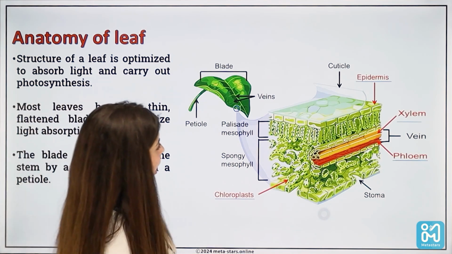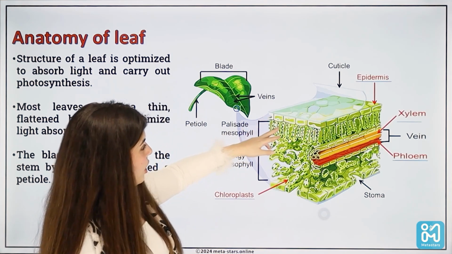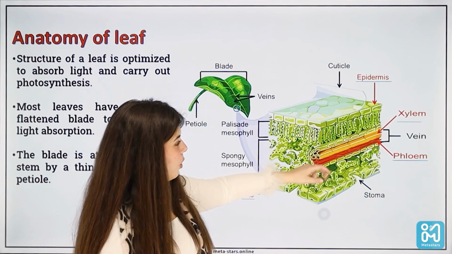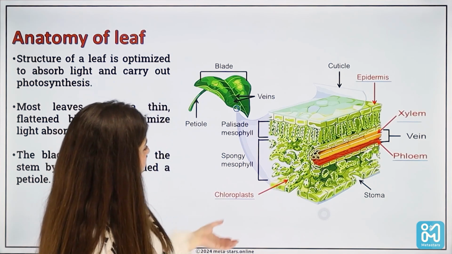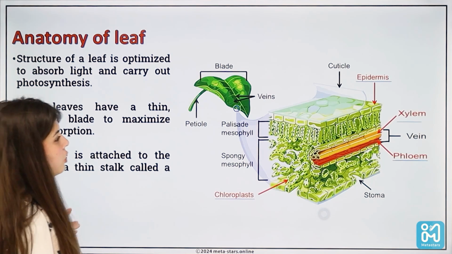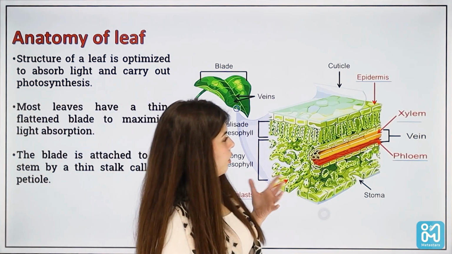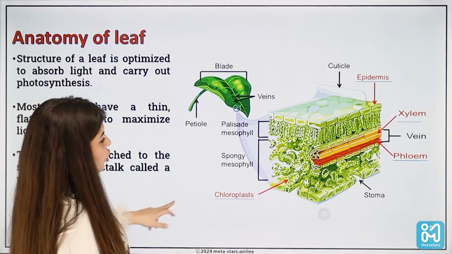looks like. We have a cuticle, which is the thin waxy layer, then the epidermis, xylem, phloem. We have vein, we have stoma. These are the parts of leaves of the plants. Just focus on the vein, the xylem, the phloem, cuticle, and epidermis.